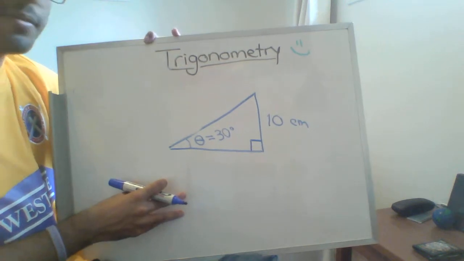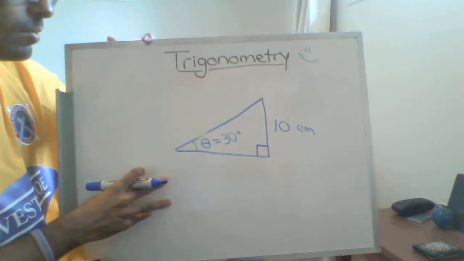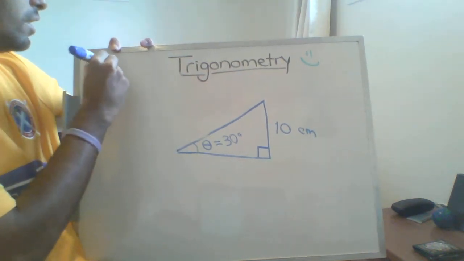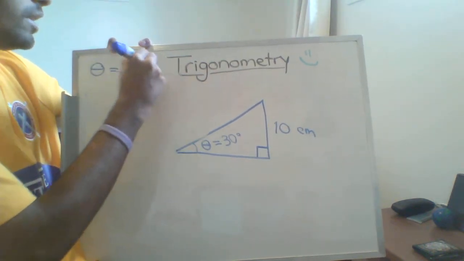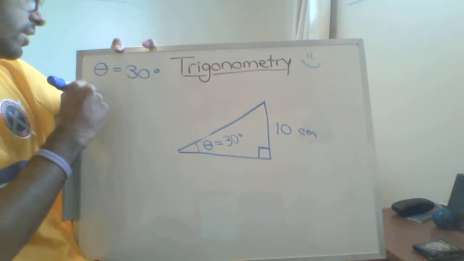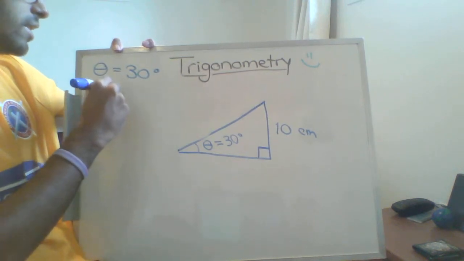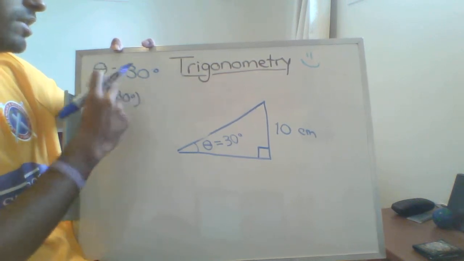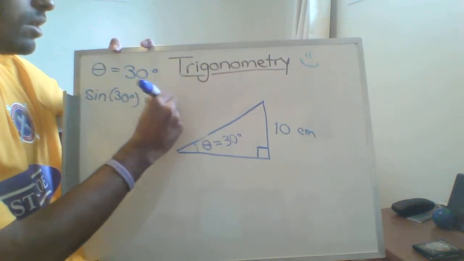So in order to do that, there's a couple of ways to go about it. The first thing we've got to do, we know theta equals 30 degrees. From our example in our last class, hopefully you remember that sine of 30 degrees, sine of this specific theta value, is 1/2.